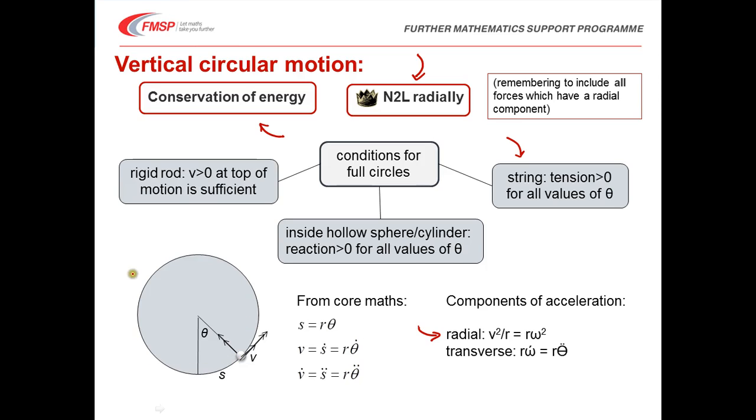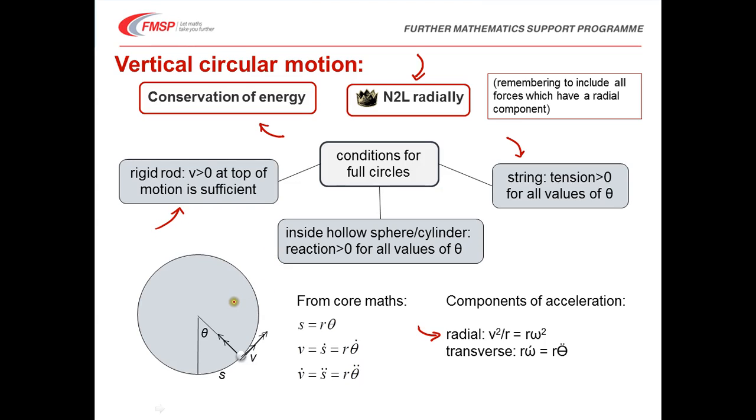So as the object goes around the circle, the string must stay taut at all times, or be at worst 0 tension all the way round. Similarly, for something moving inside a hollow sphere or cylinder, the reaction force between the surface and the object moving around must be positive for all values of theta in order for it to stay in contact with the circle all the way around. The slight difference is the rigid rod situation, because it's not possible for the rod to collapse. It can be under a thrust instead of in a tension.